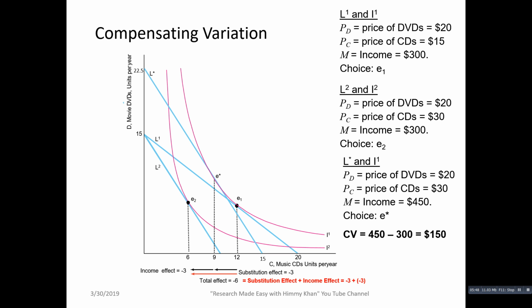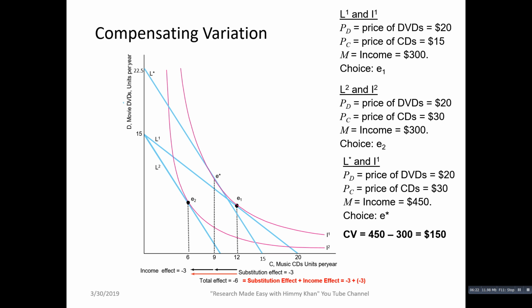So this total effect is the sum of the two effects, the substitution effect and the income effect. Substitution effect is a movement from E1 to E star, and income effect is a movement from E2 to E star, and both of them are equal to -3, so the total effect, which is equal to substitution effect and income effect, is equal to -6.